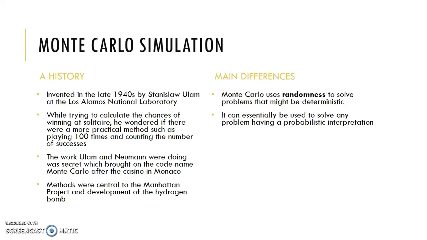As you can see, the main difference is it can be essentially used to solve any problem having a probabilistic interpretation, as well as solving problems that have, say, a high dimension that to actually solve it would take years and years and years. And so why not use a random known distribution to solve a problem that would save time, even though it is only giving an estimate. And then another main difference is that Monte Carlo uses randomness to solve problems that might be deterministic.